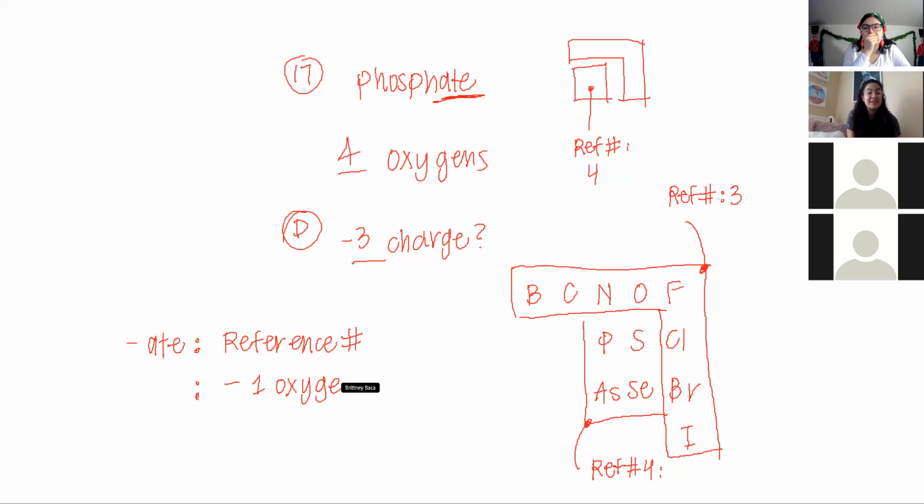Yeah, there we go. Someone's referencing page 62 of the workbook. We have a nice little chart up there. If you lose 1 oxygen, what does my suffix become?